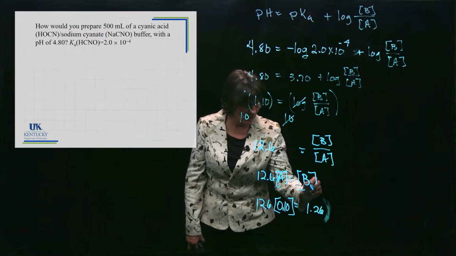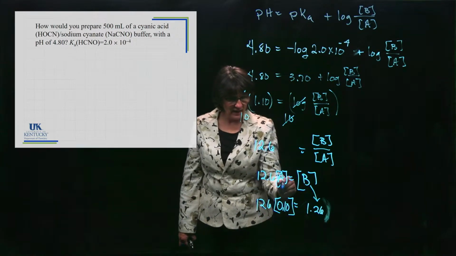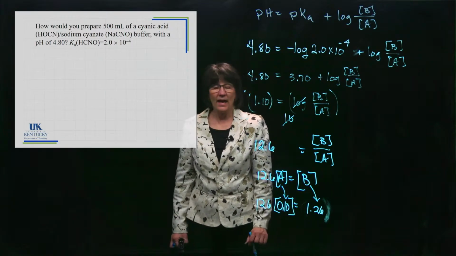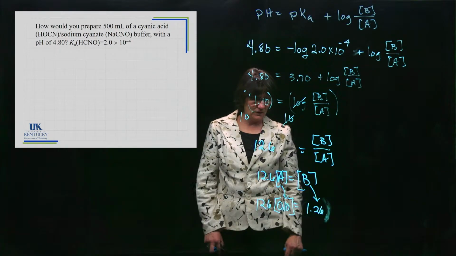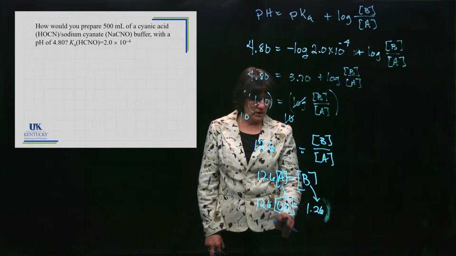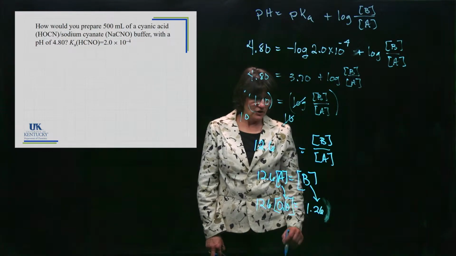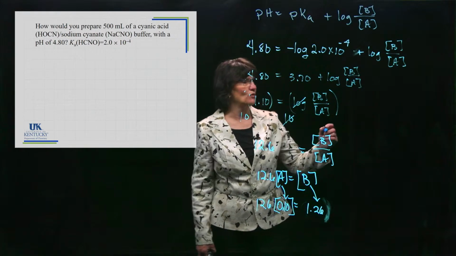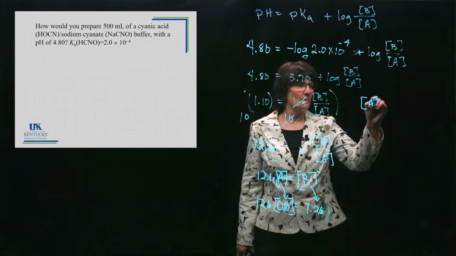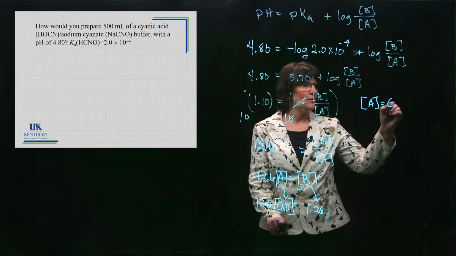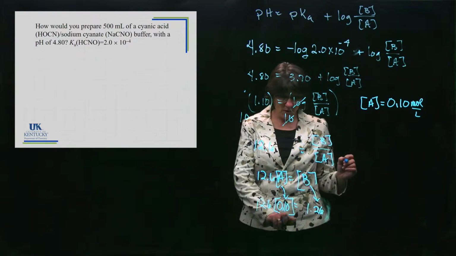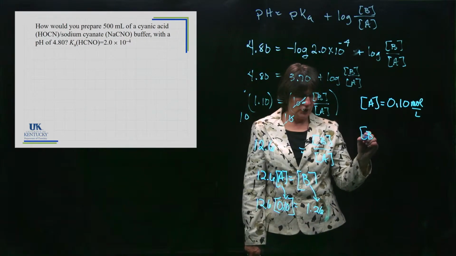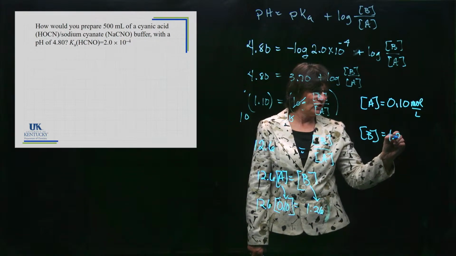This is what B is going to have to be if A is this value. If I have any ratio of 1 to 12.6, it's going to give me this concentration, and this is a 1 to 12.6 ratio. So now I know what those concentrations I'm shooting for are. I want the A to be 0.10 molar, and I want my B to be 1.26 molar.